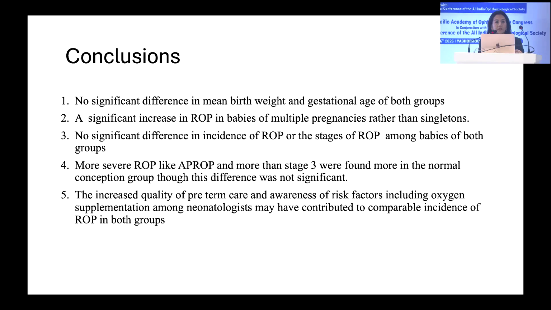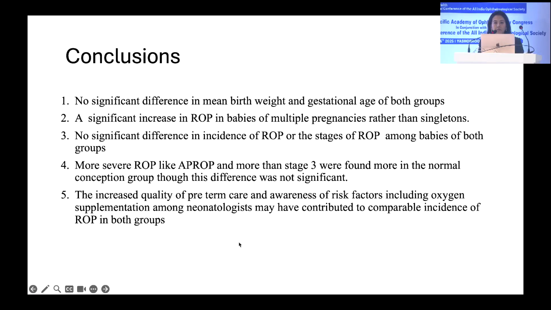So to conclude, there was no significant difference in the mean birth weight and gestational age between the two groups. There was a significant increase in ROP in babies of multiple pregnancies rather than singletons. And if you look at the incidence of ROP or the stages of ROP, it was almost similar in both the groups, but more severe ROP like AROP and more than stage 3 were found in the normal conception group, though this wasn't a significant difference.